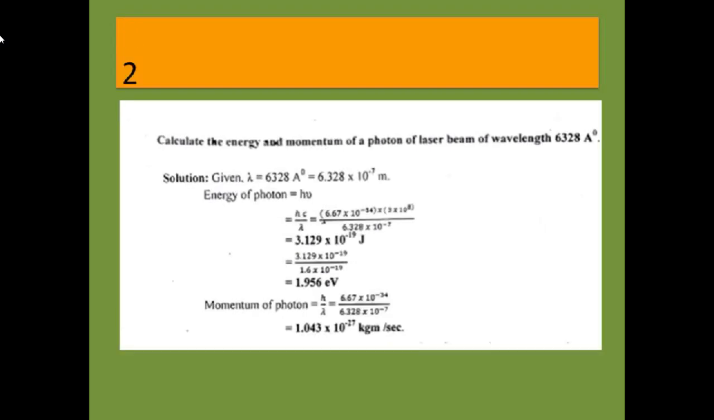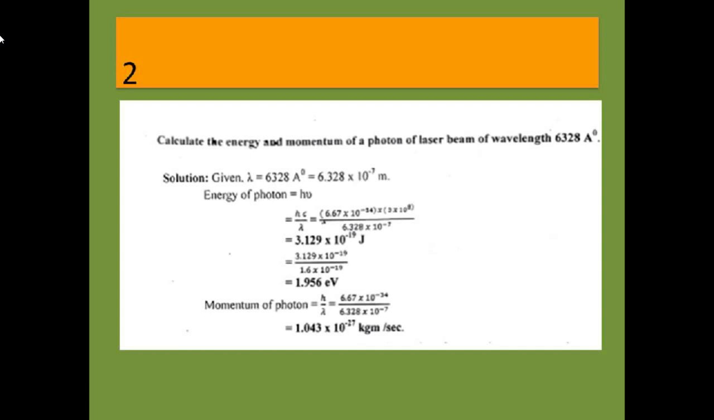Calculate the energy and momentum of a photon of laser beam of wavelength 6328. So here we are going to find the energy and momentum. First you need to write the given lambda. Wavelength is given, means lambda is equal to 6328 angstrom, but we will convert it into meters. So it is 6.328 into 10 to the power minus 7 meters.